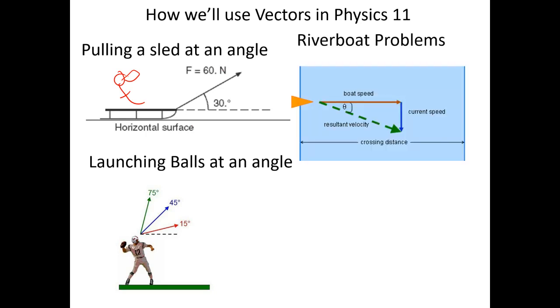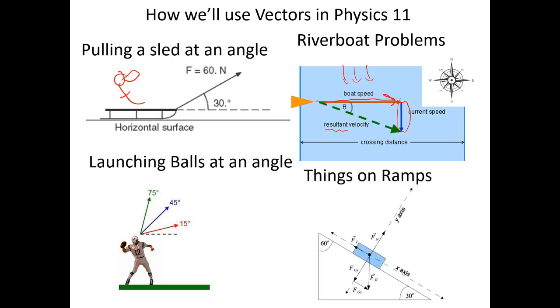Riverboat problems, where we have a boat that's trying to go across a river that is flowing, in this case, to the south. That current speed will be represented by a vector. We talk about resultant velocity, which is what we'll talk about when we're adding vectors here shortly. Okay, last example here is just things on ramps. We'll talk about, hey, it's gravity that makes things accelerate down ramps. So if we have gravity, we'll talk about how to break that gravity vector into its different parts.